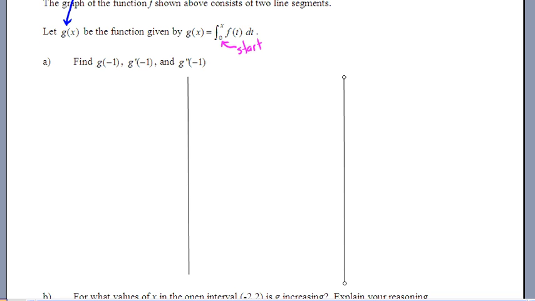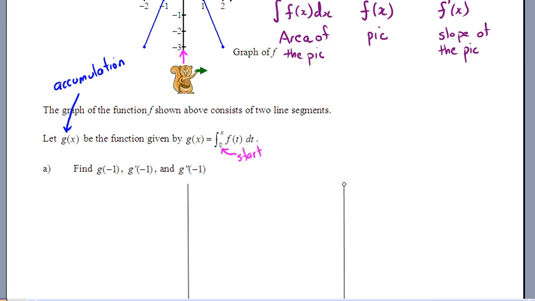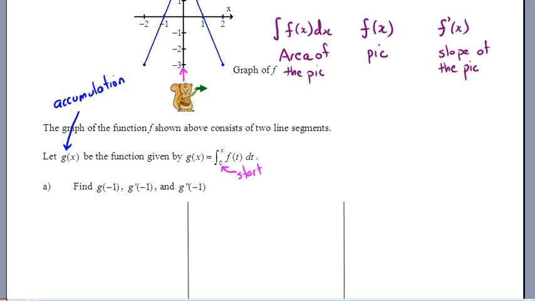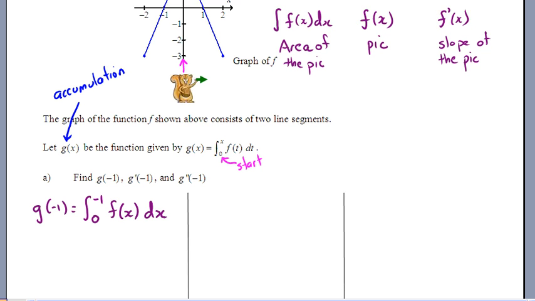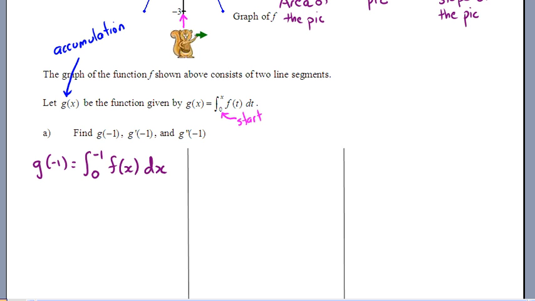Okay, so the first one, probably the most challenging, trying to find g of -1. According to their instructions, g of -1 is an integral from 0 to -1. Whoa, that little chipmunk's going to have to back calculate. f of x dx, or you could say f of t dt. Makes no difference what that variable is. That's sitting right here and here, any variable you want.